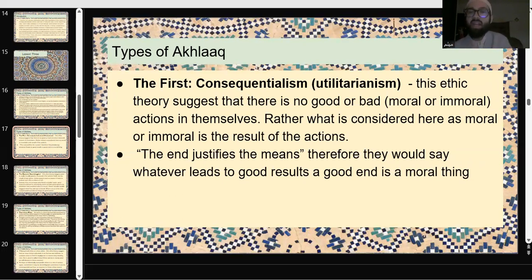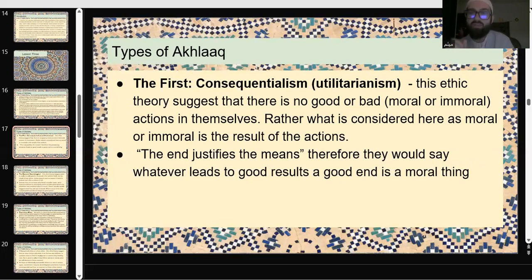Rather, what is considered here as moral or immoral, according to this theory, is the results of the actions, the consequences. So you can see why it's called consequentialism. They're saying that there's no good, moral or immoral, but what's good or bad is the action, the consequence. So this is where you have this famous saying in the West that the end justifies the means.